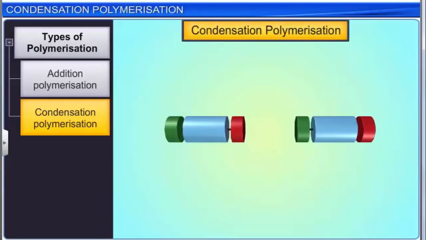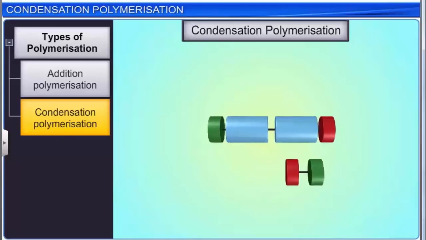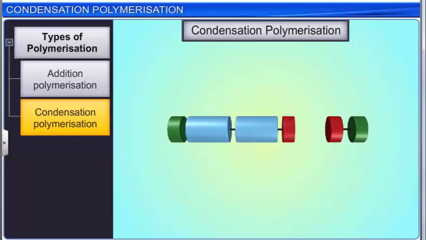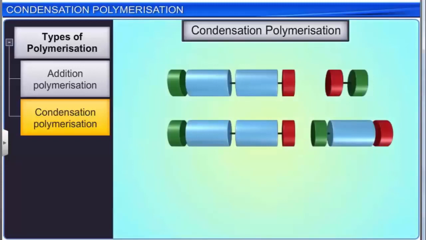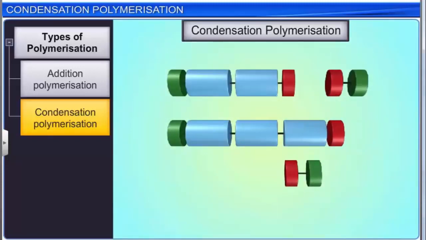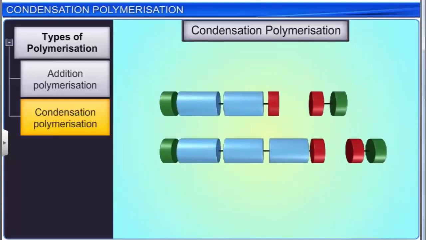In condensation polymerization, the molecules of a monomer combine with the elimination of simple molecules such as water, alcohol, and ammonia to form a polymer. The polymer so formed is called a condensation polymer. You already know that condensation polymers are the result of repeated condensation reactions between two different bifunctional monomers.